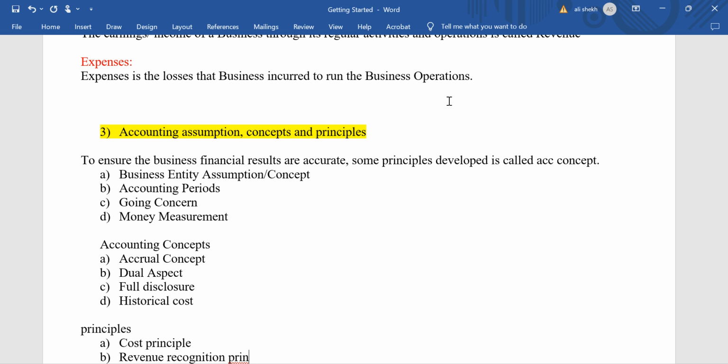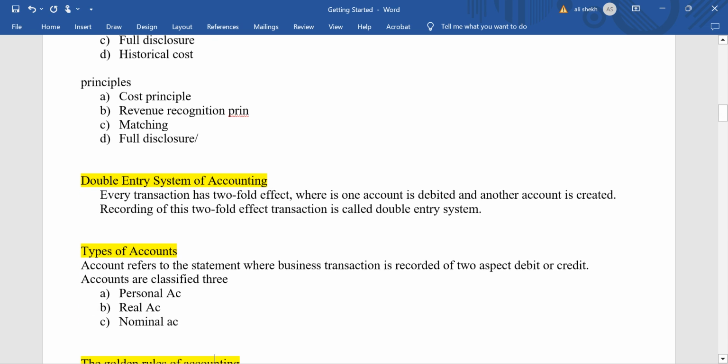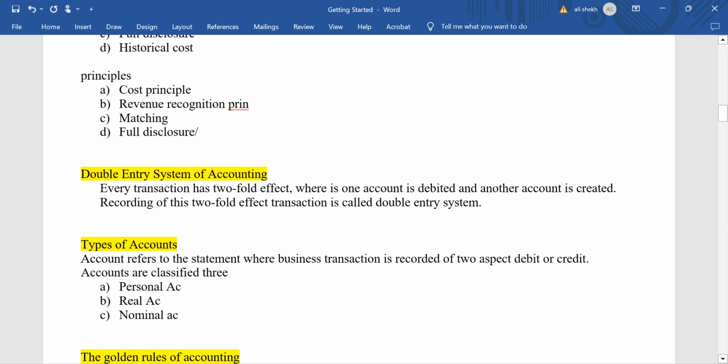What is accounting concept? There are also dual aspect concept, accrual concept, full disclosure concept, historical cost concept. Next, accounting principles. So what are the accounting principles? Cost principle, revenue recognition principle, matching principle and full disclosure.